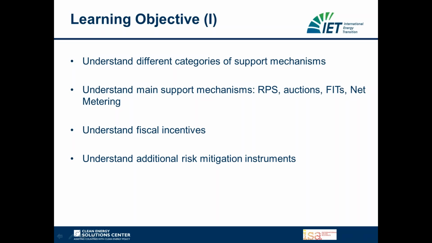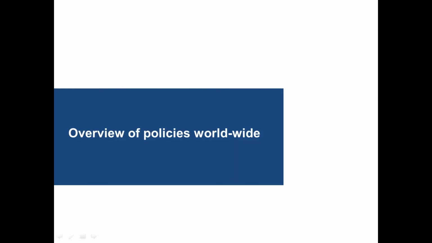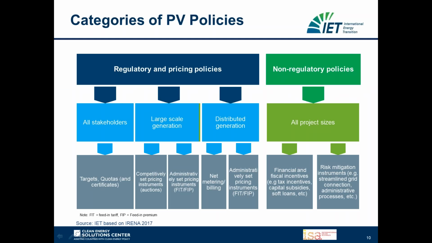So we're talking about renewable portfolio standards, auctions, feed-in tariffs, net metering, and fiscal incentives, and also other incentives that are able to reduce risk and therefore also reduce financing cost. And this will be then the outlook part of this session. First of all, let's start with a quick overview of all the major policies used worldwide to support solar PV and other renewable energy technologies.